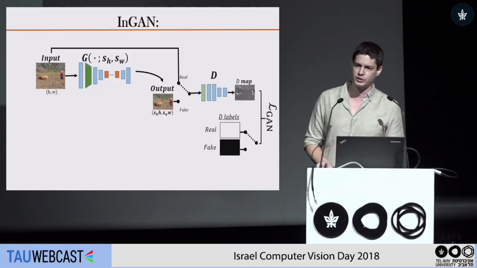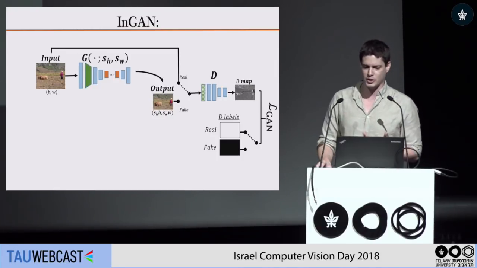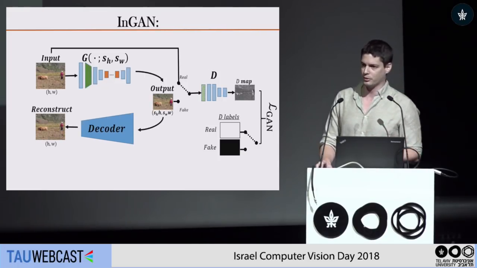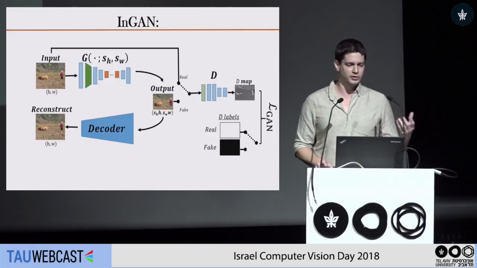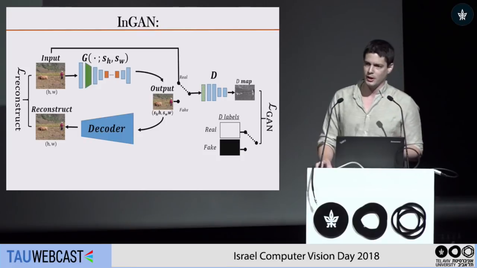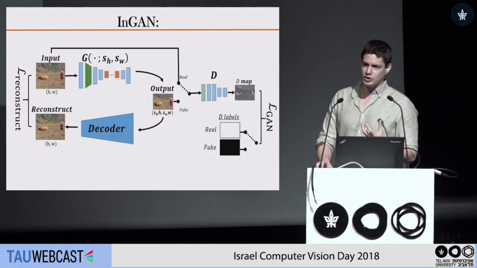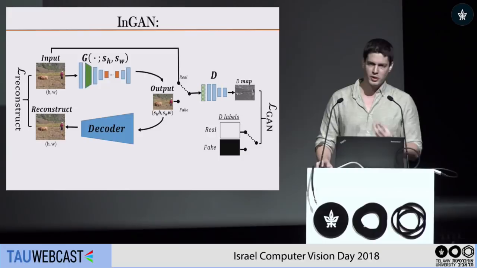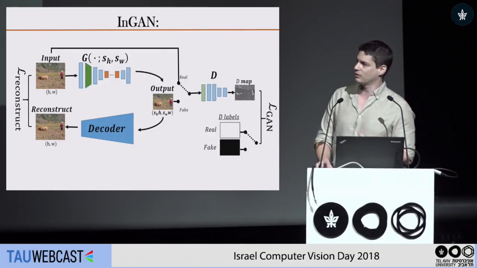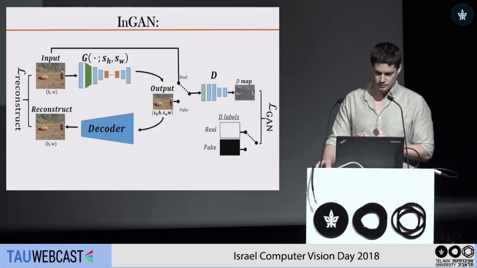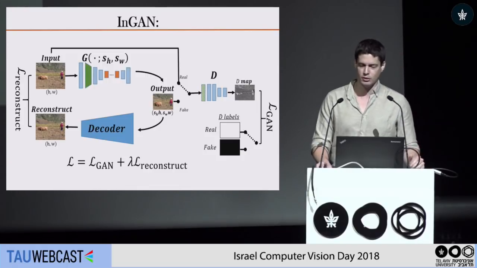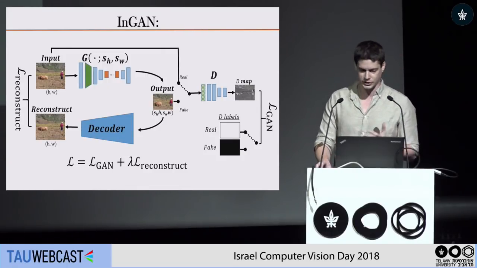So we have to make sure somehow that we are keeping all the information. So what we do is we take the output image and we feed it into a decoder. Now the decoder tries to reconstruct the input image again, and we're just using a regular L1 loss to make sure that it is able to do this. Now the logic here is that if you are able to reconstruct the original input back again, it means you have no missing information in the output image. So our general loss here is just a combination of the GAN loss and the reconstruction loss.